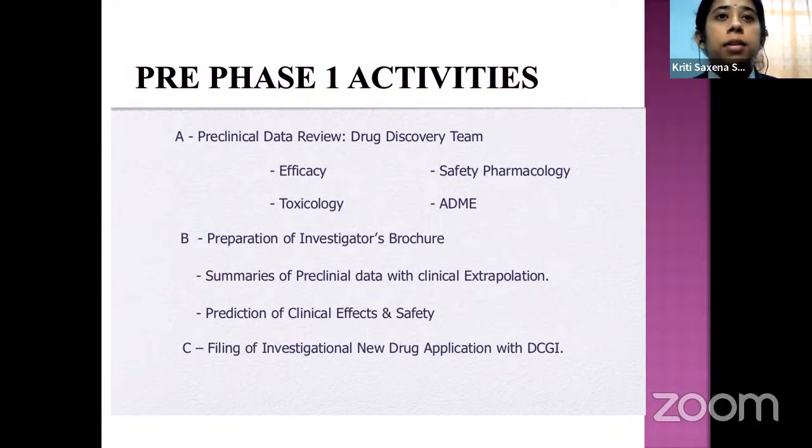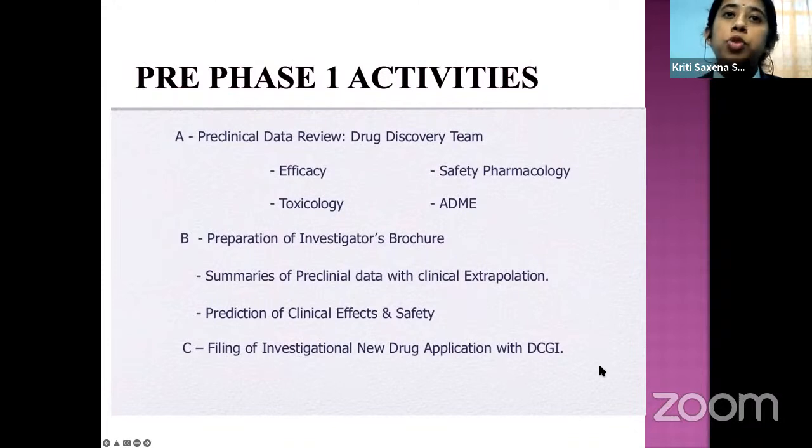Then the second part is the preparation of an investigator's brochure. The IB is a very important document in clinical trials, and it is a summary of the preclinical data that we have obtained from the trials and its clinical extrapolation. We have the data that promises the effect in animals, but we have to extrapolate it to make an assumption about how it will react in the human subject.